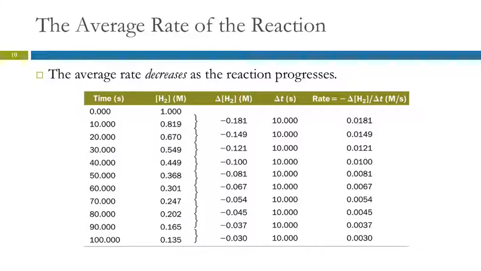We can look at data, just flat out numbers here. At time 0, there's the concentration of the hydrogen. At time 10 seconds, here's the new concentration of hydrogen. There's the change in the hydrogen concentration, the change in the time, and so we can calculate the rate. The rate is 0.0181. And so we do that for all of these other data points, and we see that the rate is getting smaller as time goes on. The rate decreases as the reaction progresses.